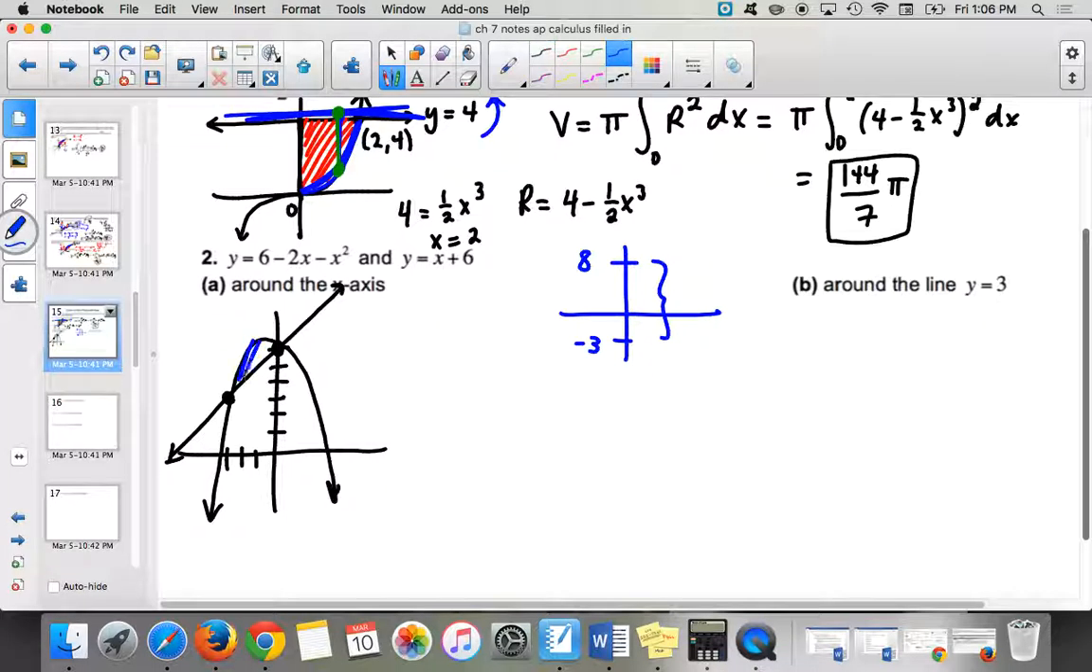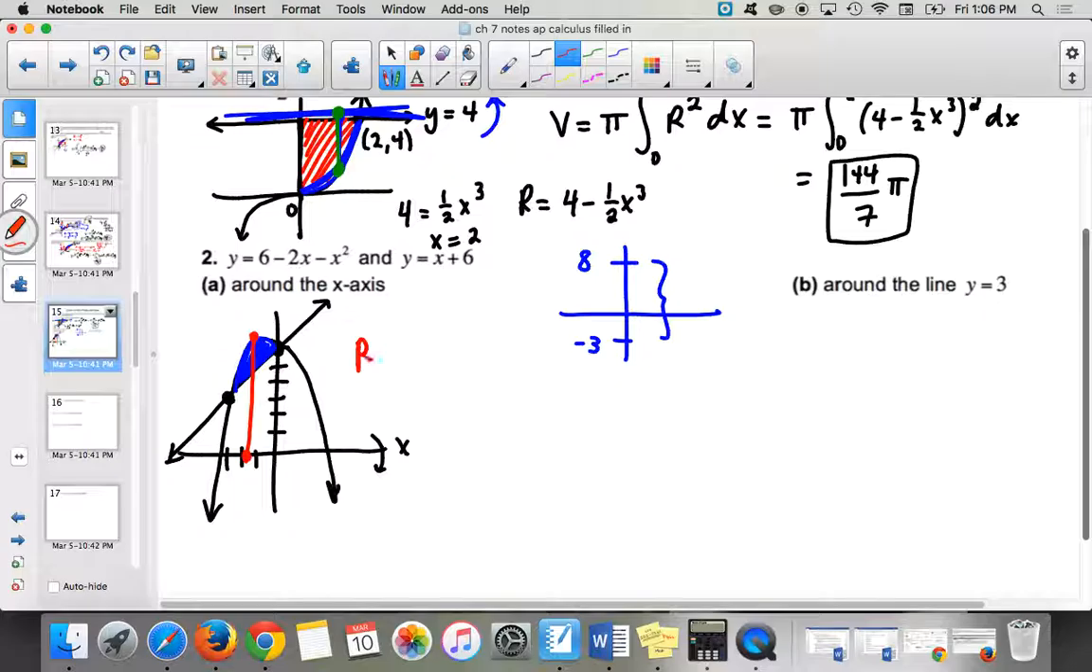So our shaded region is right in here. That is the part that we're rotating around something. And in this case, we're rotating around the x-axis. So does this one have an outer radius and an inner radius, or just an outer radius? It has both, because we're going to go from the axis of rotation all the way to the outside of my shaded region. That's my outer radius.